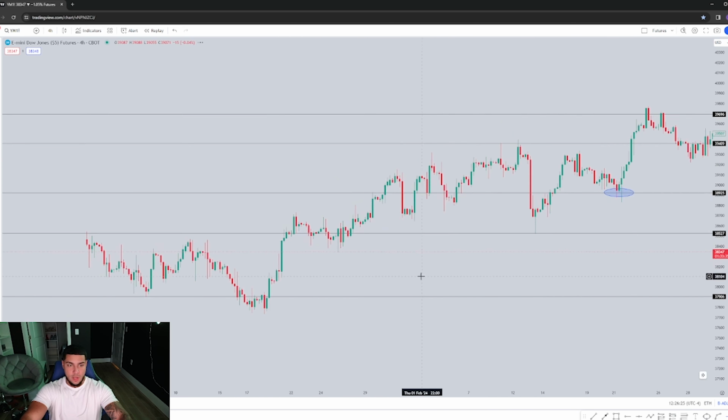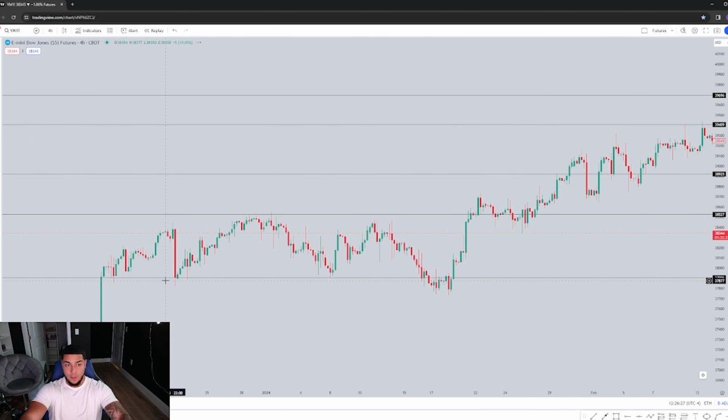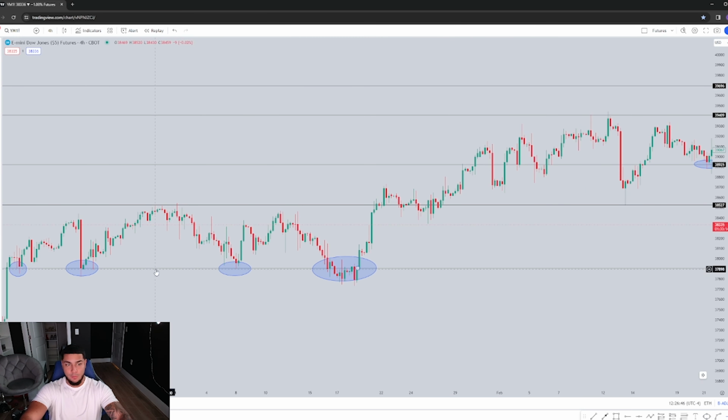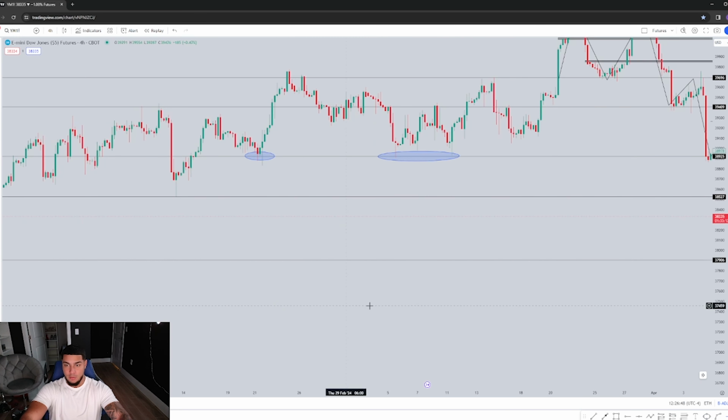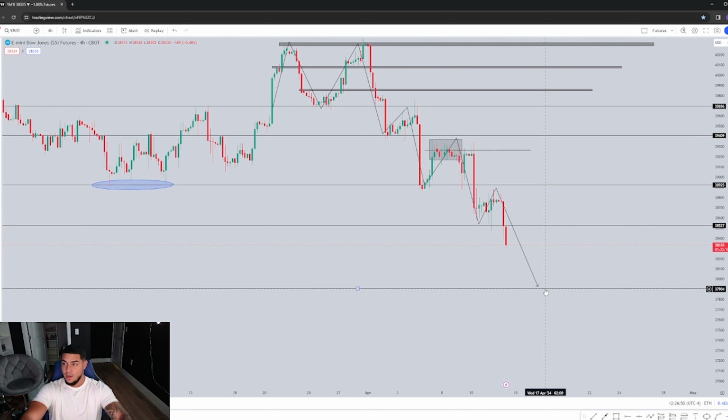Just so I can show you guys where I'm getting this zone from, if you see here, we have these areas of support. Let me highlight them for you. We have one here, it touched. Then we have another one here, it touched. Then another one here, it touched. Then we have another one here as well, where price did not settle below this area. If you follow this same area of support to the right, that leads us to where we're expecting price to go, which is 37,900.